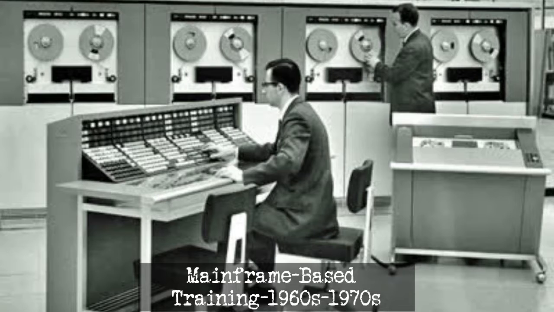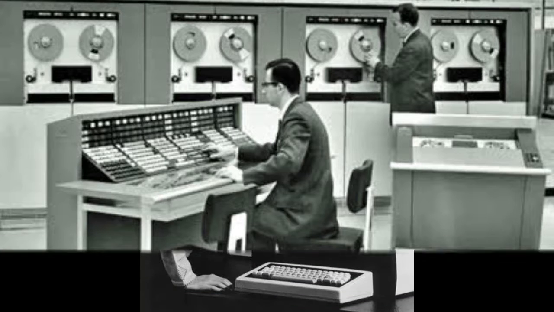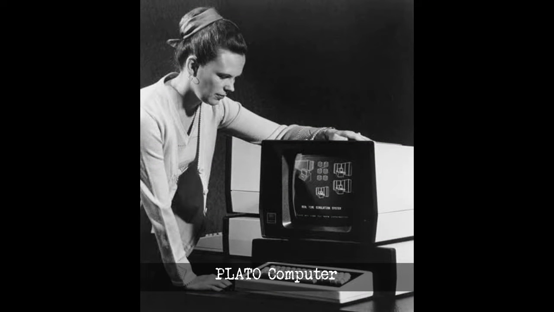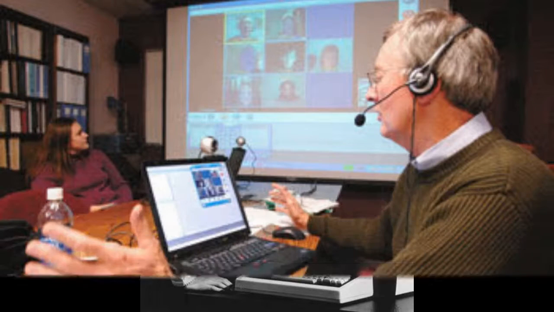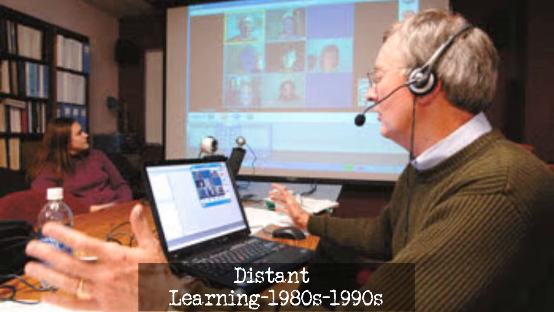Next in the timeline, mainframe-based training allowed workers to connect through individual computers. Each computer shared the same data, making trainings easier and individually accessible, and the reliance on printed materials decreased. The Plato computer was one of the original mini-computers developed in the 1960s. With the development of satellite connection, trainings and schooling were more accessible to distant learners.